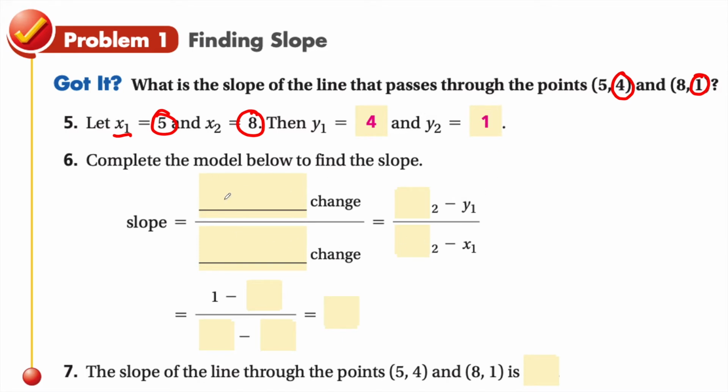Complete the model below to find the slope. Well, we're going to be talking about the vertical change, which is going to be y2 minus y1, over the horizontal change, which is x2 minus x1. So we are going to have y2, which is 1, minus y1, which is 4, divided by the horizontal portion, which is x2, which happens to be 8, minus x1, which is 5. And you'll see that we get 1 minus 4, which is a negative 3, and we have 8 minus 5, which is a positive 3, and negative 3 divided by 3 will give you a negative 1. So the slope of the line through the points (5, 4) and (8, 1) is going to equal negative 1.